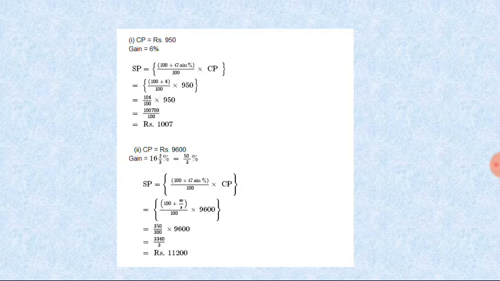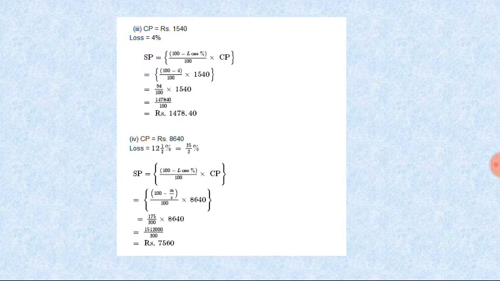Second sum. Cost price is equal to rupees 9600. Gain 16 2 by 3%. So converted into improper fraction, 16 3s are 48, 48 plus 2, 50 by 3%. Selling price is 100 plus 50 by 3 by 100 into 9600. So 350 by 300 into 9600. 0 cancel. 32. 350 into 32. So rupees 11,200.